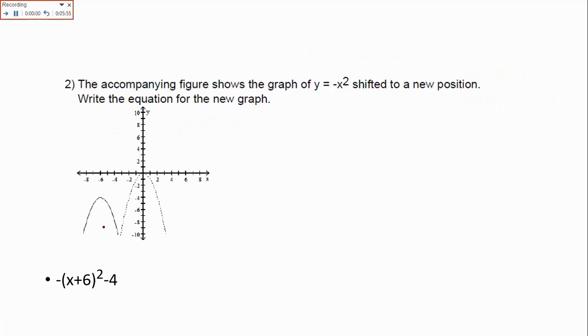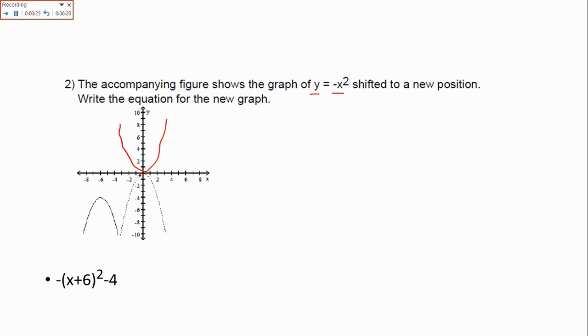Okay, let's move to the next question. In the next question, you can see that we have y equal to negative x squared. It's just that we use the image of y equal to x squared, right? This is the image of y equal to x squared.